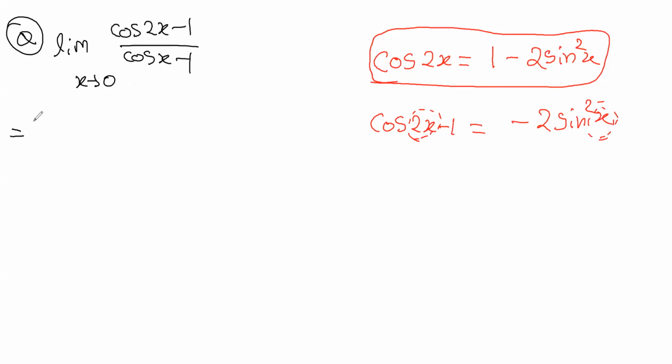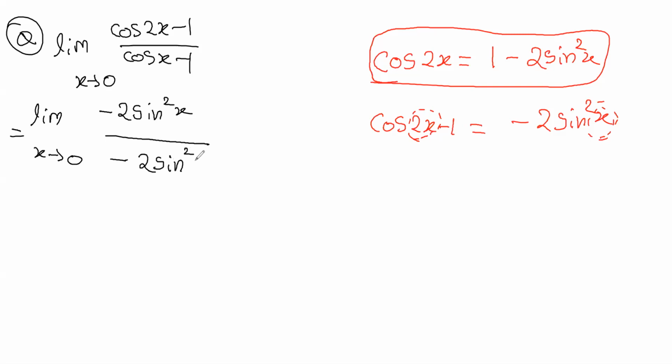We will write it, then we will cancel it afterwards. Limit x tends to 0, cos 2x minus 1 is minus 2 sine square x, divided by, now what about this? Minus 2 sine square of 2x by 2x. Is it 2x? It is becoming half, so here it is x by 2.